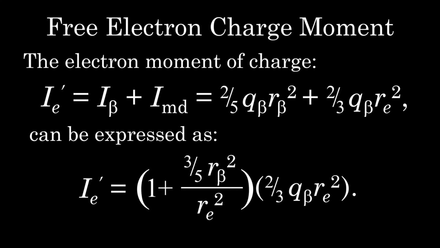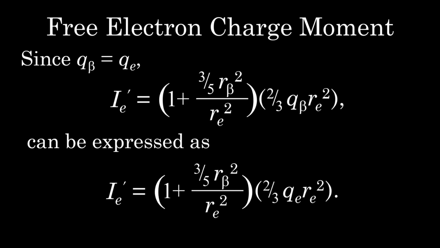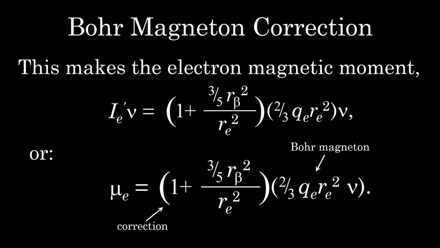The moment of charge can be expressed as the quantity 1 plus 3/5 R_beta squared over R_E squared, times the quantity 2/3 Q_beta R_E squared. Since Q_beta equals Q_E, the moment of charge can be written as the quantity 1 plus 3/5 R_beta squared over R_E squared, times the quantity 2/3 Q_E R_E squared. Multiplying 2/3 Q_E R_E squared times nu produces the Bohr magneton.